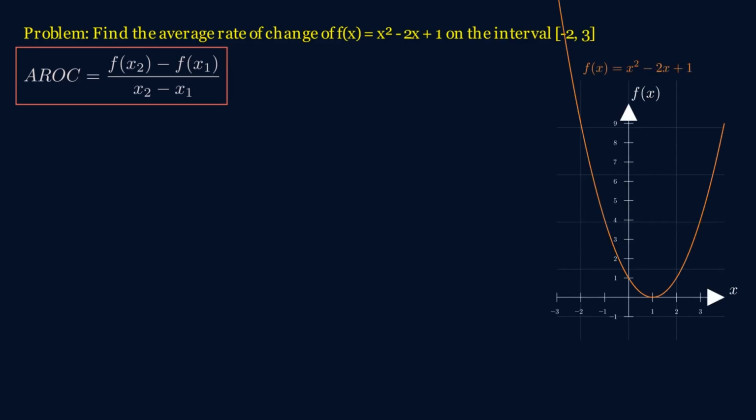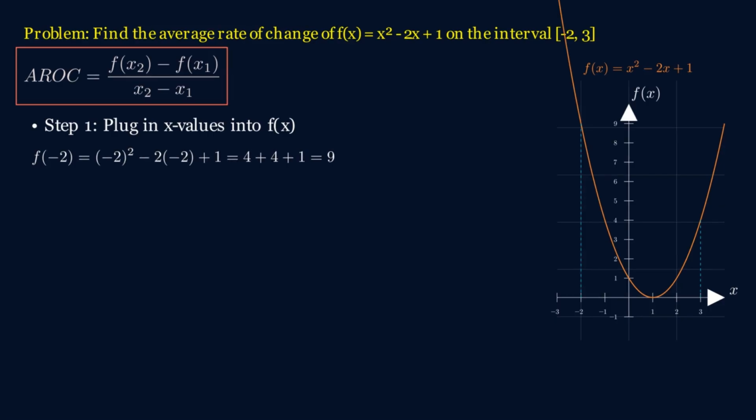So, step 1. We plug in our x values. We've got x1 equals -2 and x2 equals 3. When we plug -2 into the function, f of -2 becomes 9. And when we plug in 3, f of 3 becomes 4. Step 2. We apply the formula.